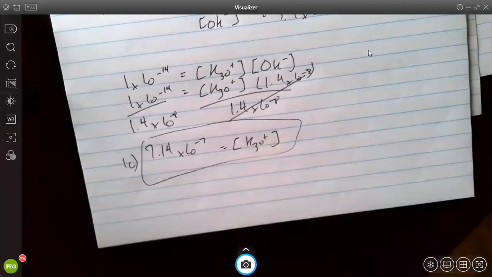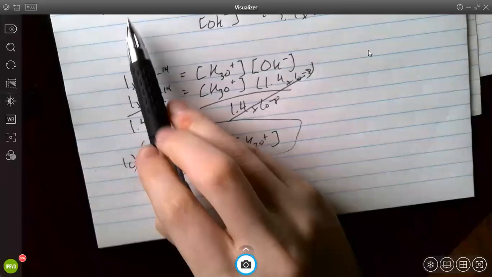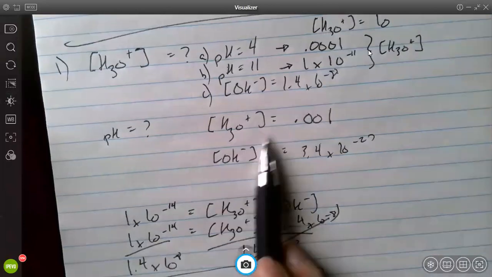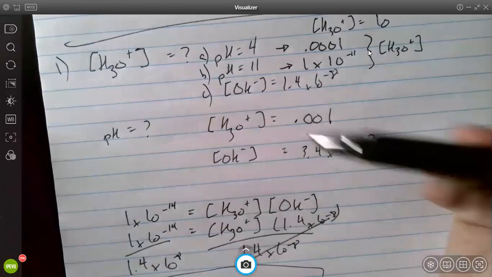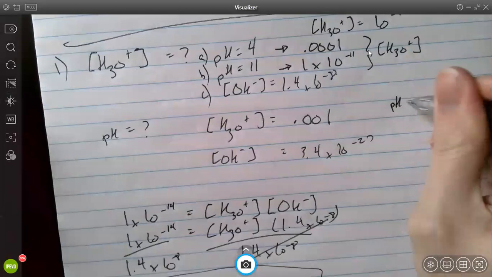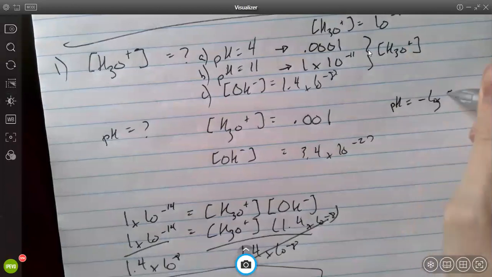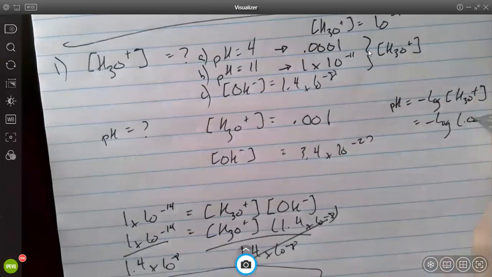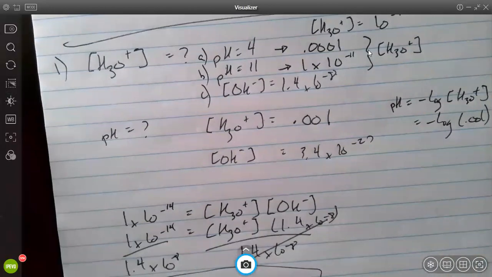Next, it asked us to calculate the pH. That was the second question on that page. Calculate the pH gave us a couple different scenarios. So if it gives us the concentration of hydronium ions, we just plug that into pH equals the negative log of the concentration of hydronium ions. So we take the negative log of 0.001, and you should get 3.